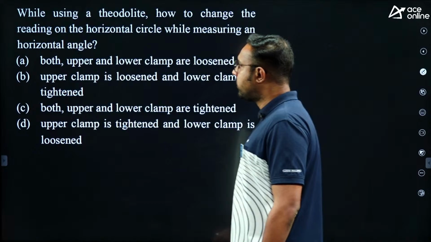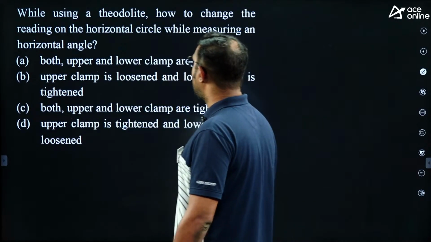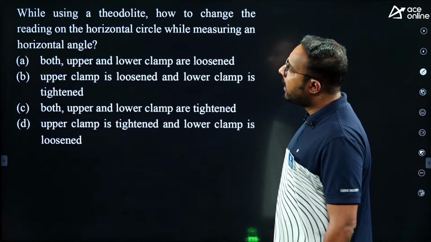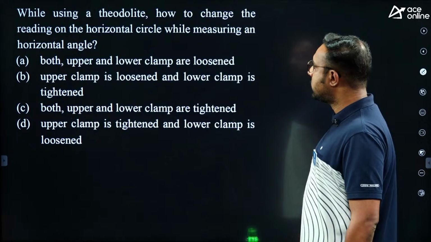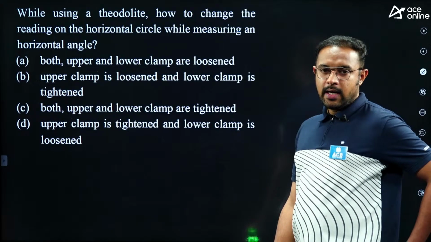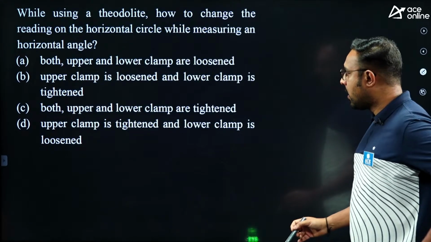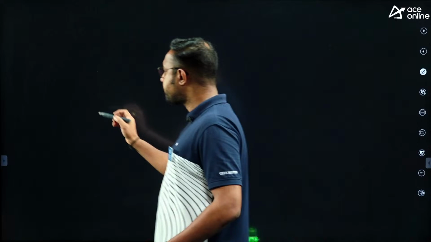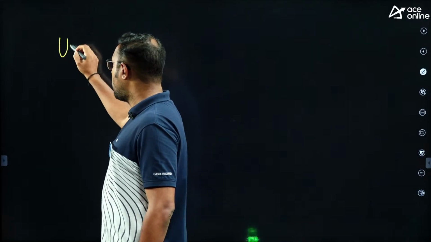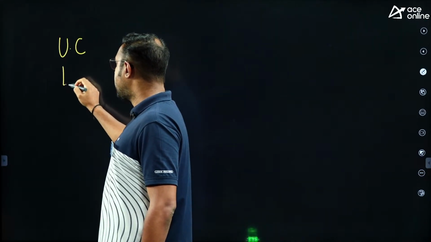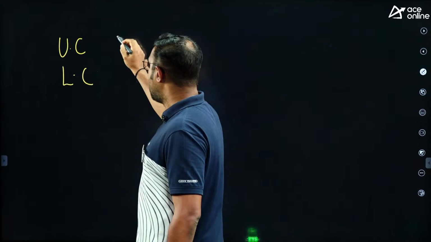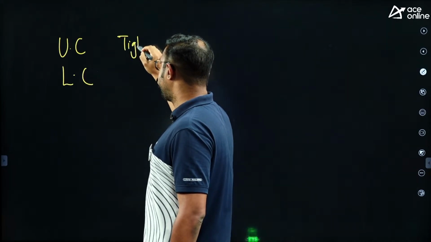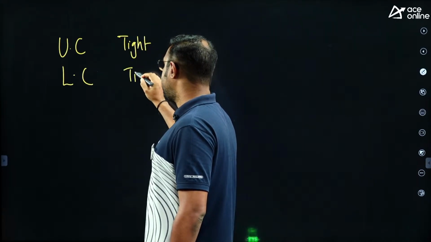Another question from theodolite. While using a theodolite, how to change the reading on the horizontal circle while measuring a horizontal angle? This also we discussed, correct? So how many clamps we have? We have 2 clamps. Who are they? Upper clamp and lower clamp. Remember, if the upper is tighter, lower is tighter, what will happen?